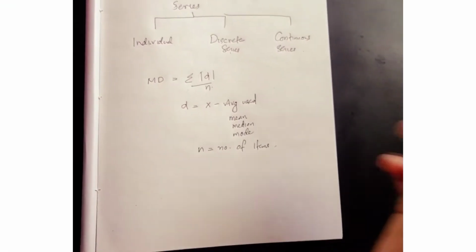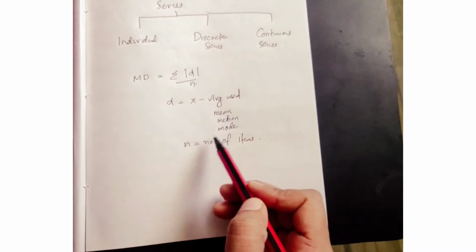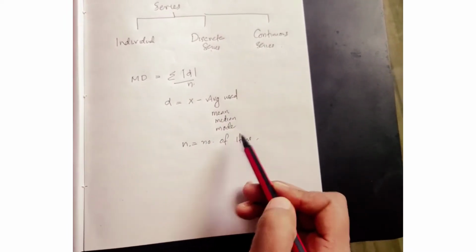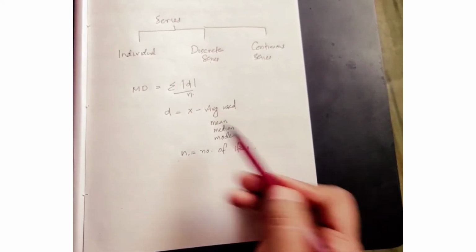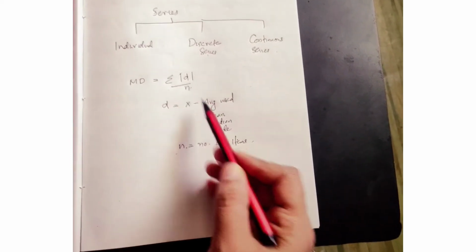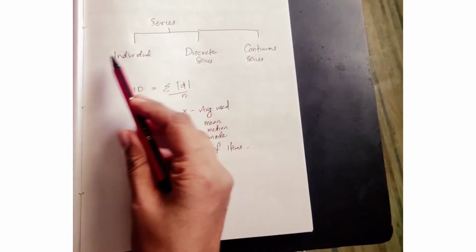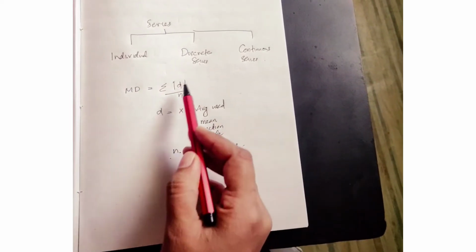In case of individual series, n will be the number of items. That is, the number of x values which has been given in the question will be n. So now we can directly solve this individual series with the help of this equation.